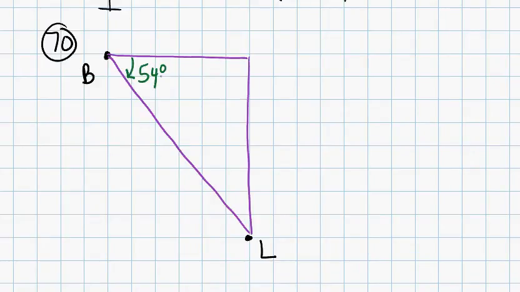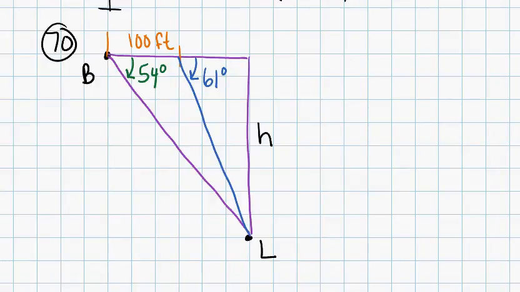A few minutes later, he went 100 feet east. So we know that this distance is 100 feet. He takes a new sighting, so he has a new angle of depression, and this new angle is 61 degrees. And we want to find the height, which is hanging out over here. Alternatively, you could go this direction and think of the height as over here, if it makes you feel better.